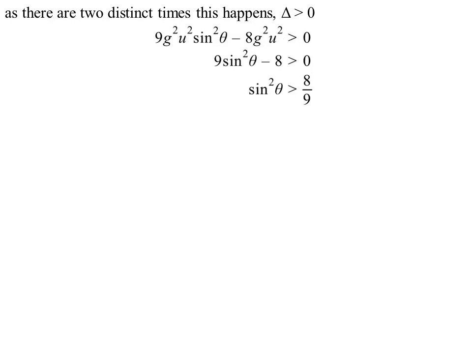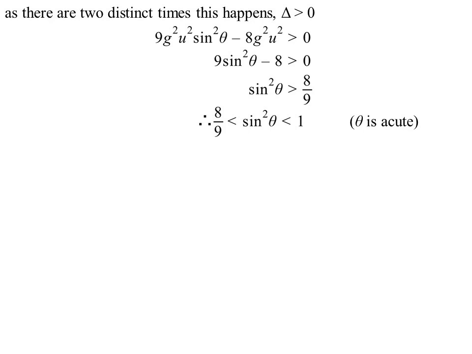Now, if there are 2 times that it happens, then I know the discriminant of that equation must be positive. Okay. We now find the discriminant. So 9g squared u squared sine squared theta minus 8g squared u squared must be greater than 0, which leads me to sine squared has to be greater than 8 on 9. Therefore, sine squared goes in between 8 on 9 and 1, because it can't be bigger than 1.